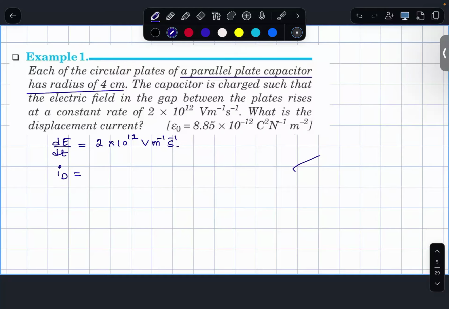Clearly displacement current is epsilon naught A d by dt. Epsilon naught d phi E by dt. You said epsilon naught, area pi into 4 by 100 square, into 2 into 10 to the power of 12. Just simply work on that. You will get the desired answer. Next.